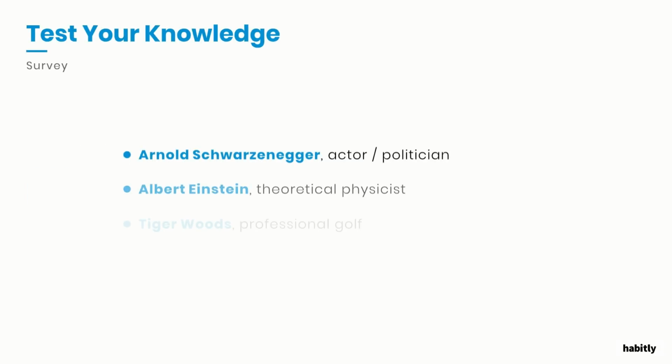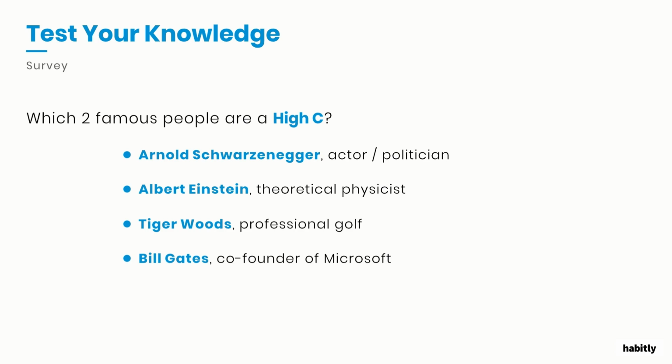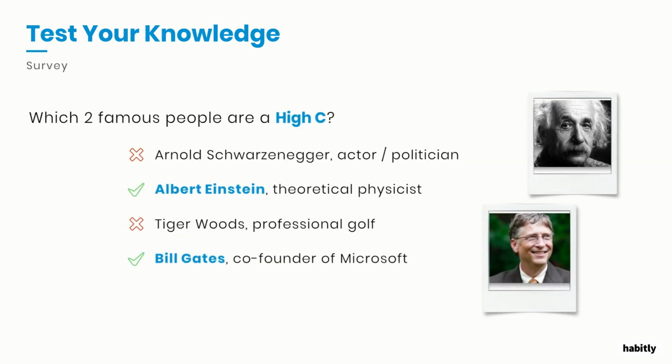All right, it's test time. Which two famous people are a high C? We've got Arnold Schwarzenegger, Albert Einstein, Tiger Woods again, and Bill Gates. Who do you think are the high C's on this list? I'll give you a few seconds. Here we go. Albert Einstein and Bill Gates. I mean, these are the detail-oriented people.